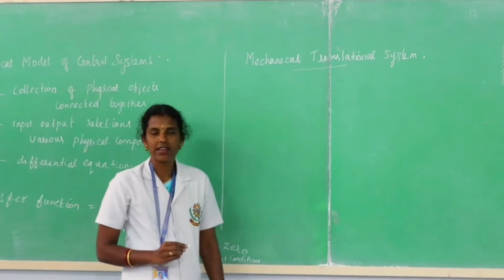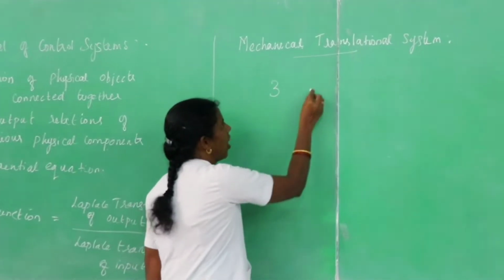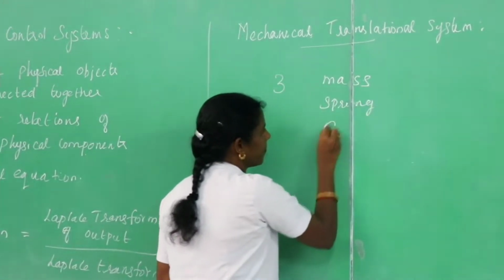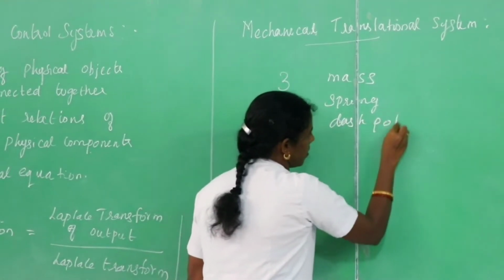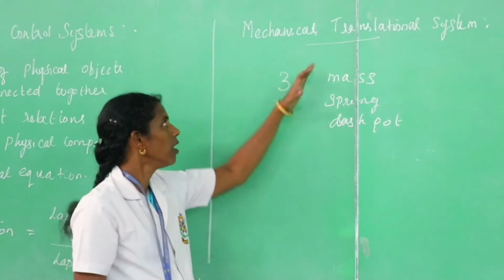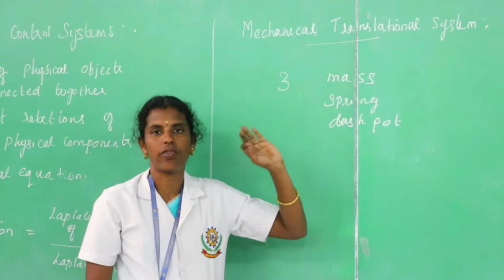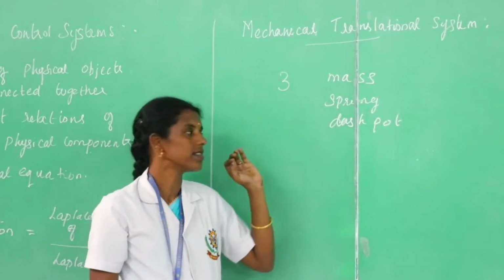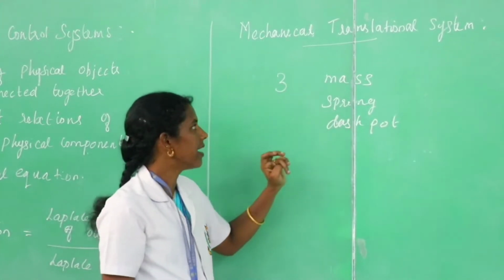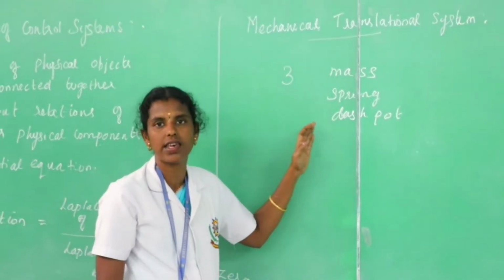The mechanical translational system is governed by three basic elements: mass, spring and dashpot. These three elements play a vital role while designing the translational system or finding the transfer function of the particular system. Before solving the mechanical translational system, we must know the force balance equation for these three elements.